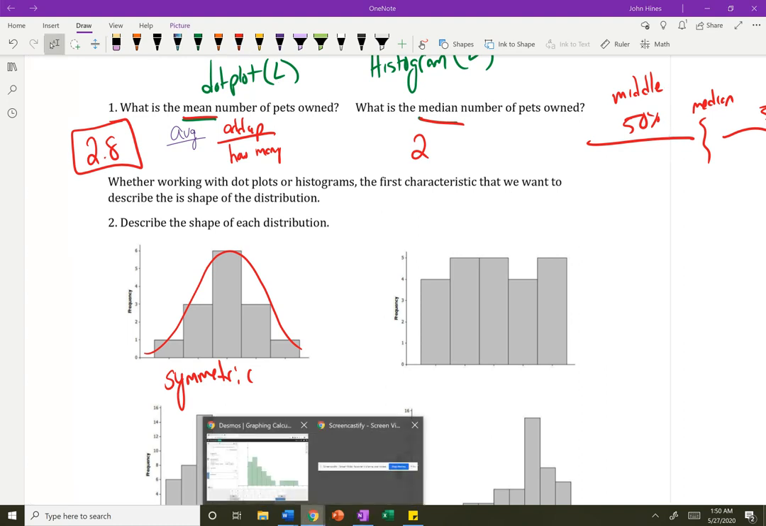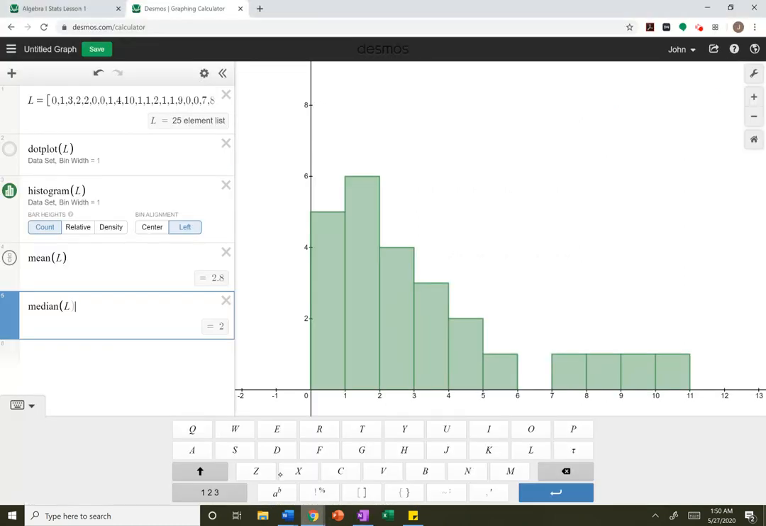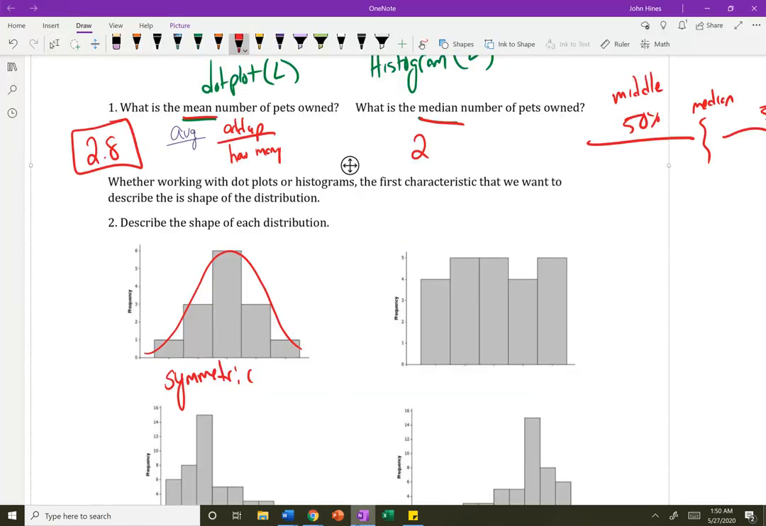Our distribution here was not symmetric. There's not that nice even symmetry or those two tails. These are called the tails of the distribution. And see how these tails are the same. This guy's boring here. He's flat. He's kind of flat across the top. This is a uniform distribution.